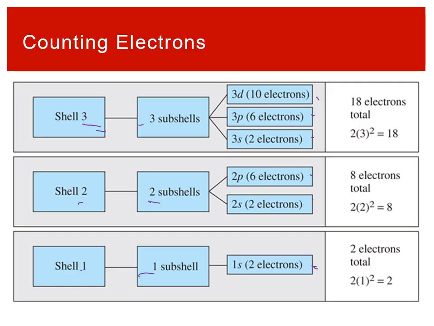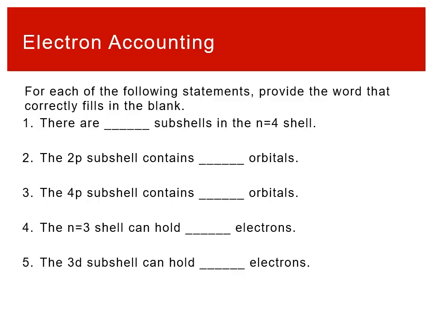So that third shell can hold 3 squared times 2 electrons, because you have 3 squared orbitals. There's just a lot of orbitals in there. They can start to hold more and more electrons as these shells get bigger and bigger.